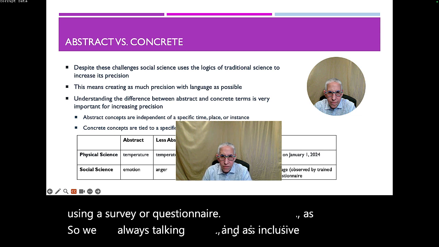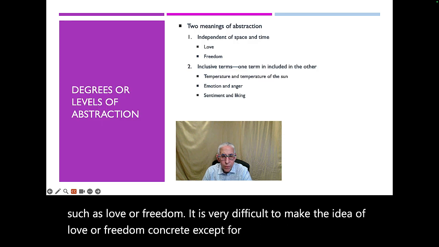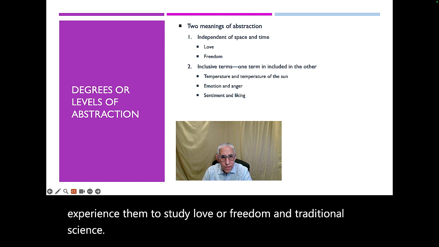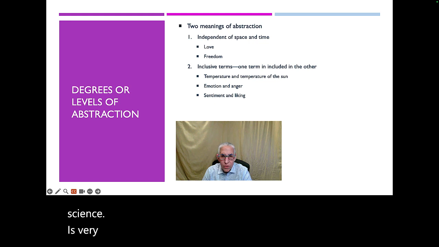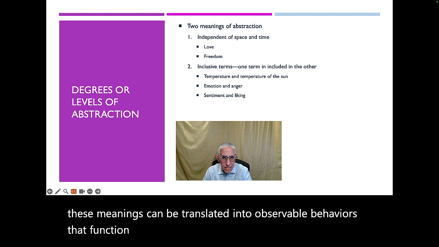Abstractions independent of time and space include concepts such as love or freedom. It is very difficult to make the idea of love or freedom concrete, except for those cases where people experience them. To study love or freedom in traditional science is very difficult unless these meanings can be translated into observable behaviors that function across all contexts and cases.